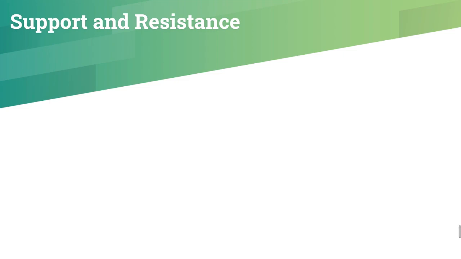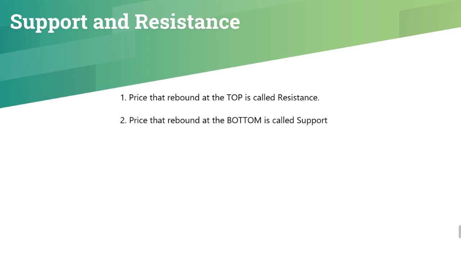All right, so support and resistance, the most basic support and resistance for newbies. What the heck is it? All right, support and resistance: the price that rebounds at the top is called resistance, which we also call the ceiling of the price. Right? And the price that rebounds at the bottom is called support, which is the floor of the price.